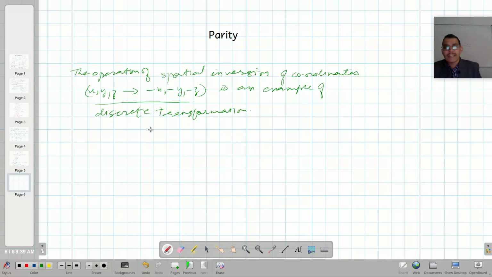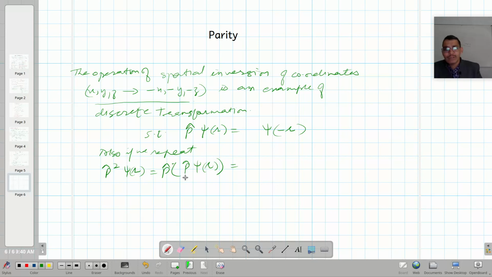Transformation such that when the parity operator P operates over psi of R, it gives us psi of minus R, right? Also, if we repeat it, that means the parity operator operates over P psi R, so it can be written as P square psi R. Then if I put its value, it will be psi minus R from here, and if this again operates over it, then R will become minus R, so minus minus will become positive.